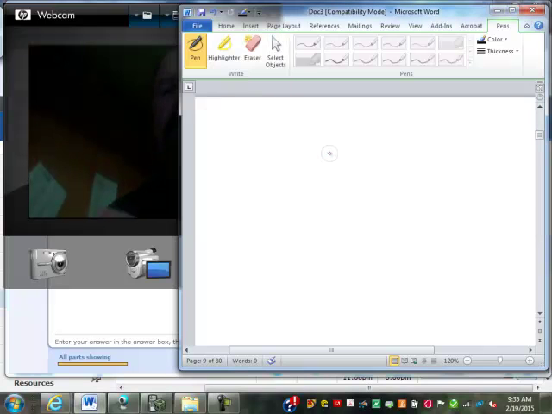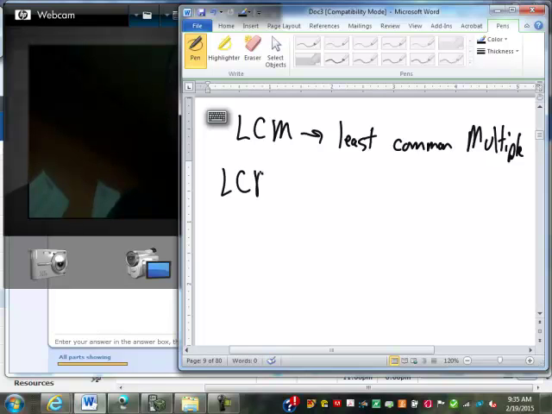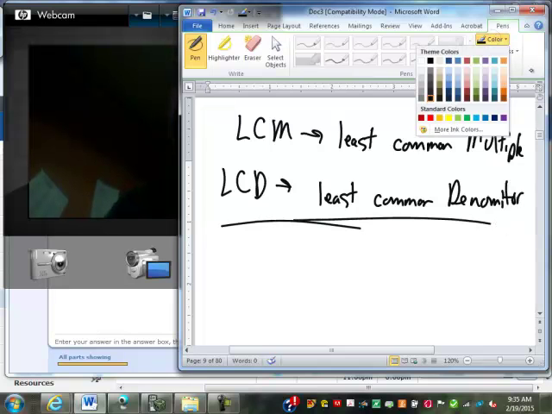So the first question to address today is the concept of LCM. LCM stands for least common multiple. If you're struggling to remember what that means, it means pretty much the exact same thing as LCD, or least common denominator. I mean, the process for finding them is exactly the same.